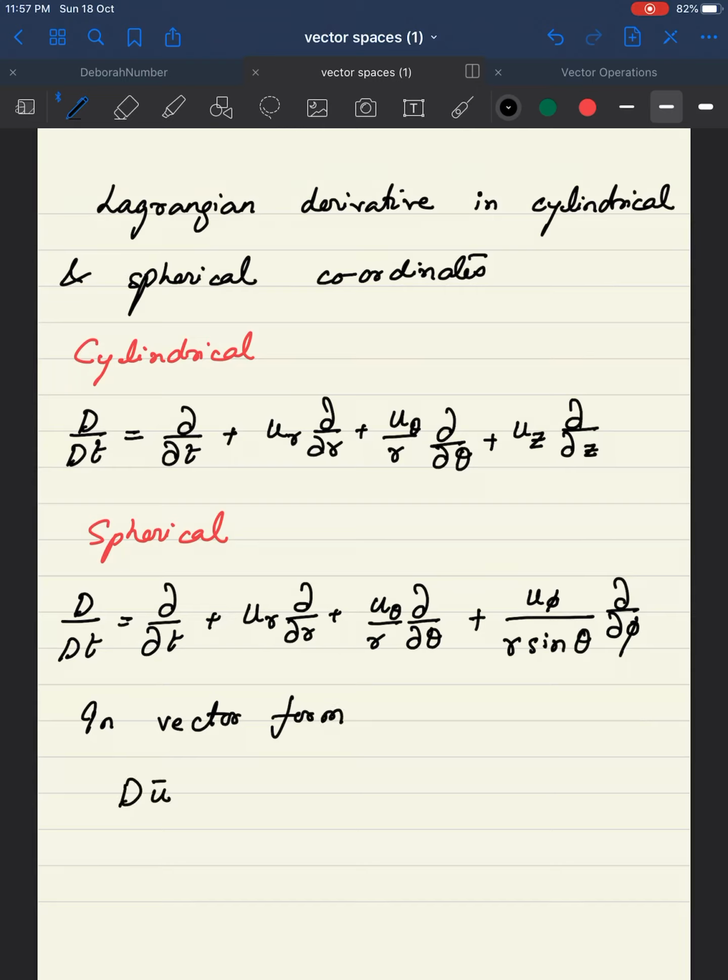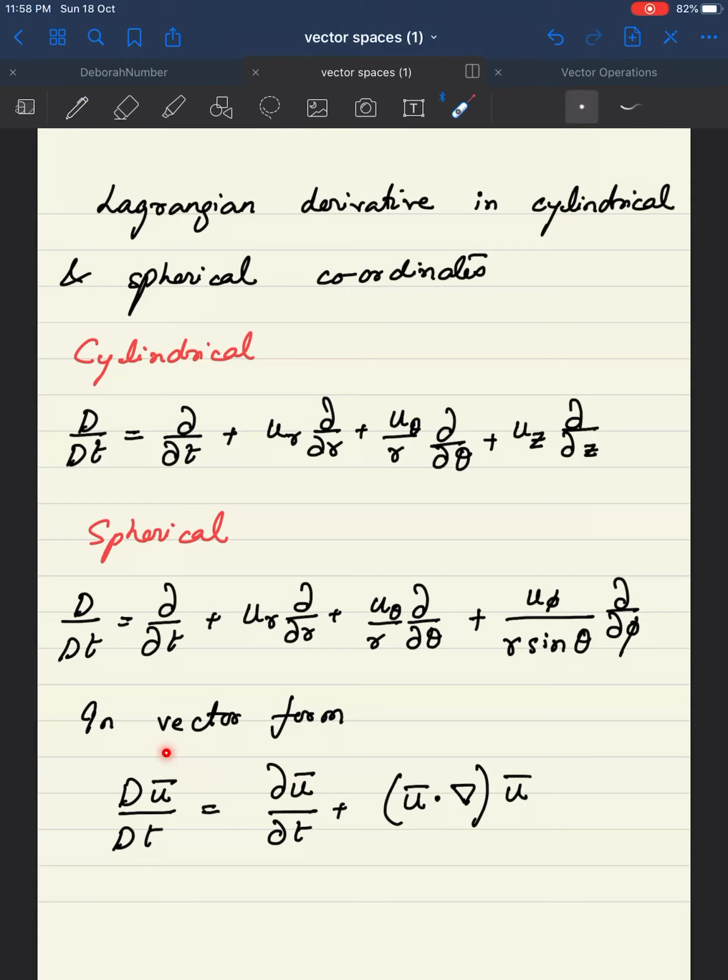Okay, and in just vector form, if you want to write this, then it's rather straightforward again. Right, so this is your acceleration now, right? So the acceleration is now given by this term.